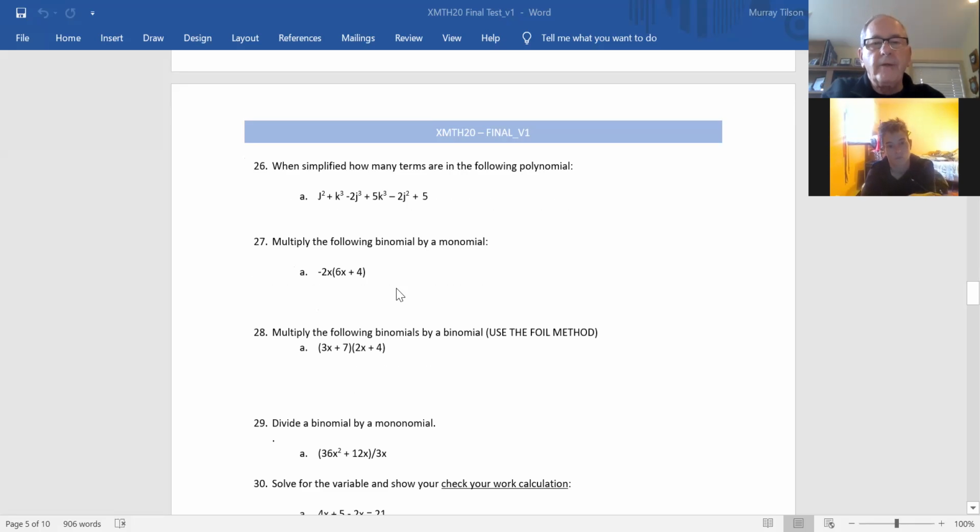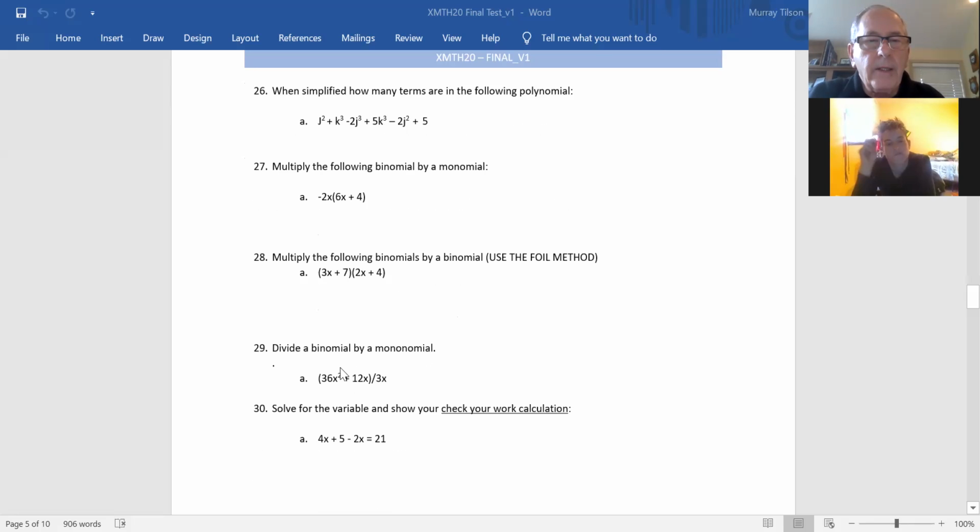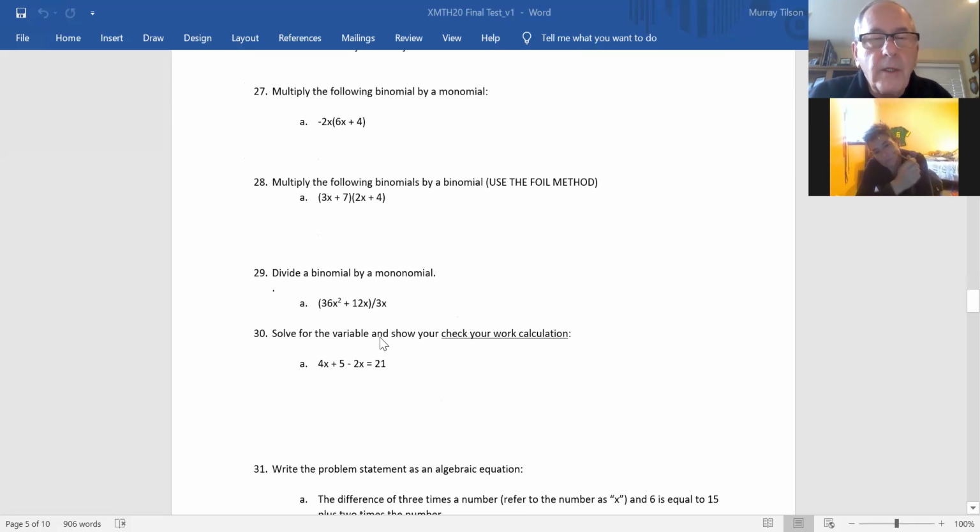Know how to multiply binomials by monomials, and know how to use the FOIL method. Remember how to do the FOIL method? Yes, I do. Okay, and then dividing a binomial by a monomial. You have to divide it. It's just like dividing a fraction.